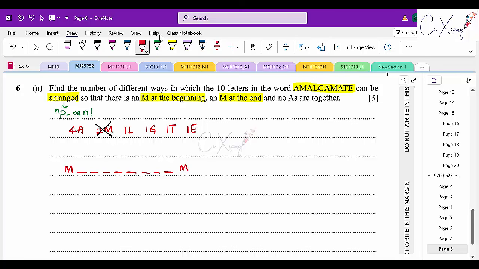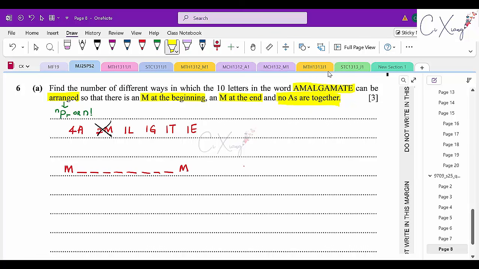When we are arranging 8 items, I cannot arrange the 8 items directly because there's another restriction here. Sorry for that. No A's are together. Okay, so when I'm having no A's together, that means all the A must be separated.